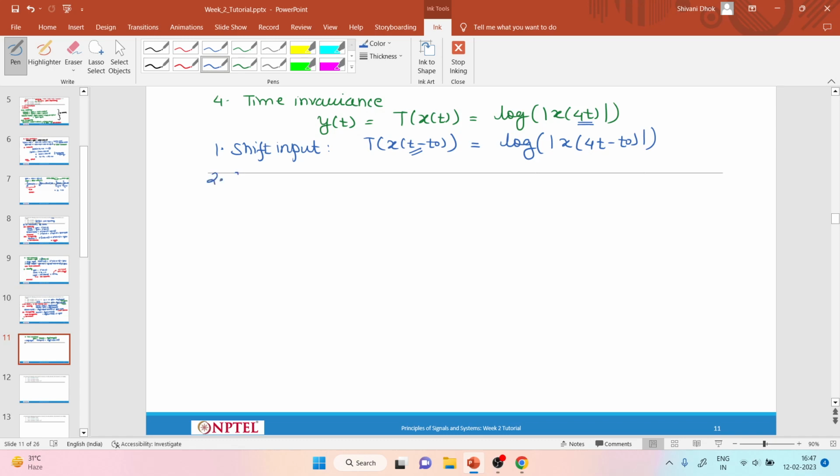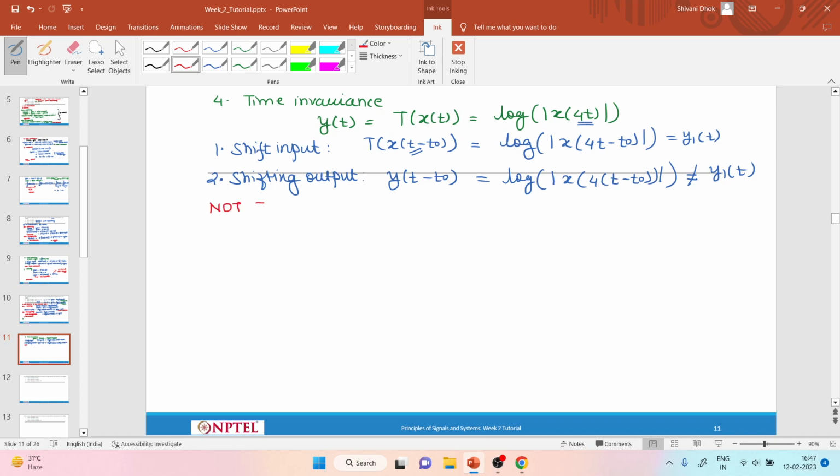Next thing is shifting the output. That is, let us look at what is y of t minus t naught. So this is equal to log of mod of x of 4 times t minus t naught. That is, we need to replace all the t by t minus t naught. And again, this shifted output is not equal to y1 of t, and therefore this system is not time invariant.